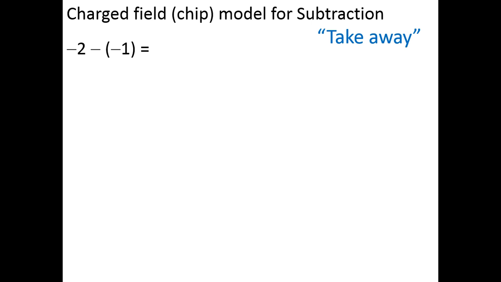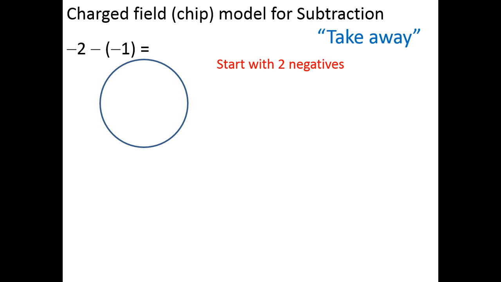Let's start with negative 2 minus negative 1. Now our field's going to start with 2 negative chips to represent the negative 2. And then we need to take away from that 1 negative chip. What we're left with is 1 negative chip. So negative 2 minus negative 1 is negative 1.